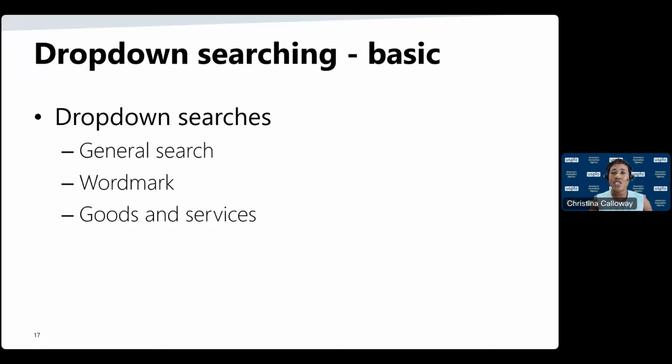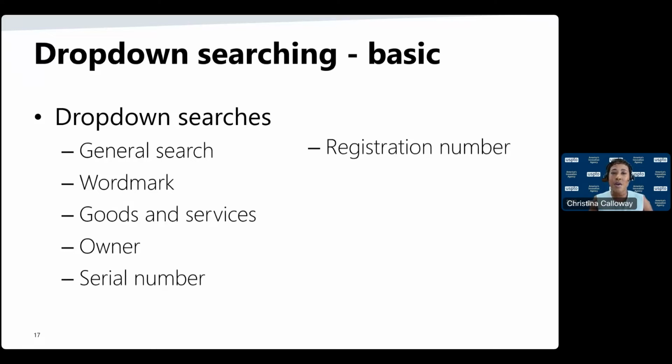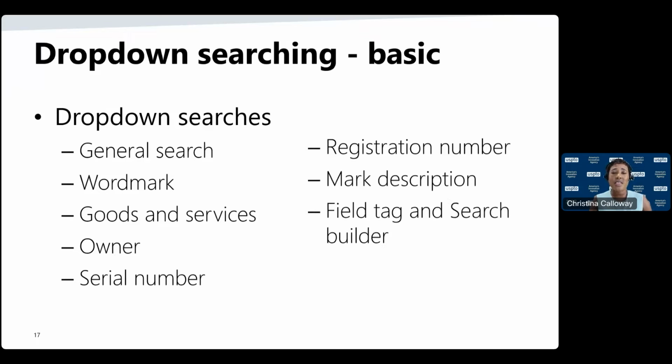You can also search in a drop-down search for goods and services, owner, like we talked about the reasons why you would be searching. One of those reasons is you might be looking for owners of trademarks or your own trademarks, competitors' trademarks, serial number, by registration number, right? You're checking the status of an application or the status of a registration. You can search by mark description, and you're also going to see in that drop-down menu field tag and search builder, which will be discussed in the next hour.